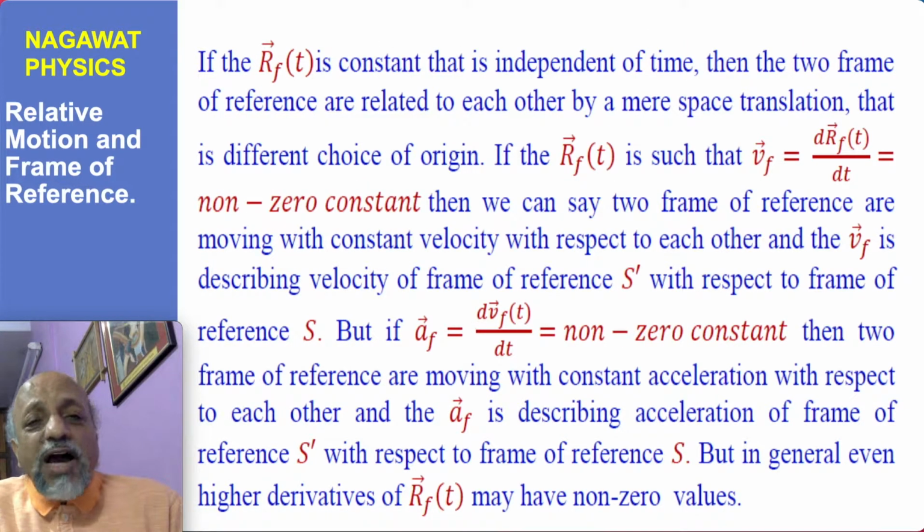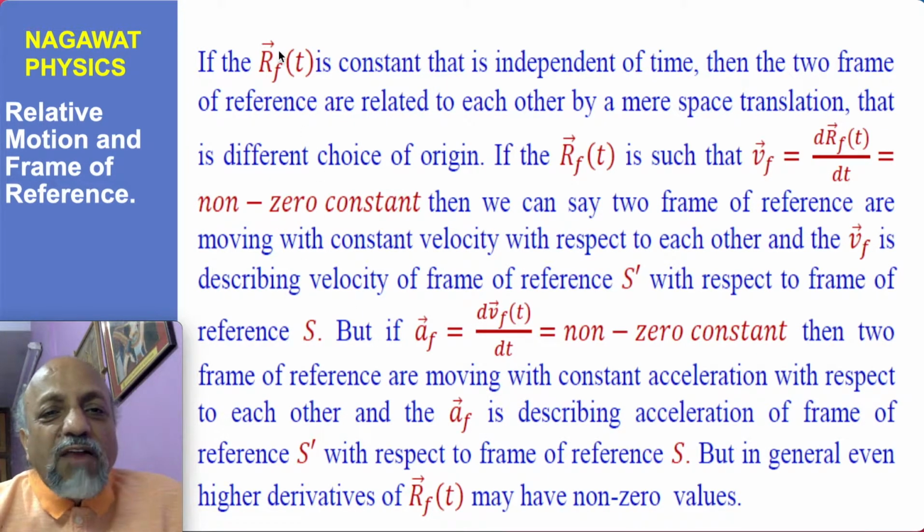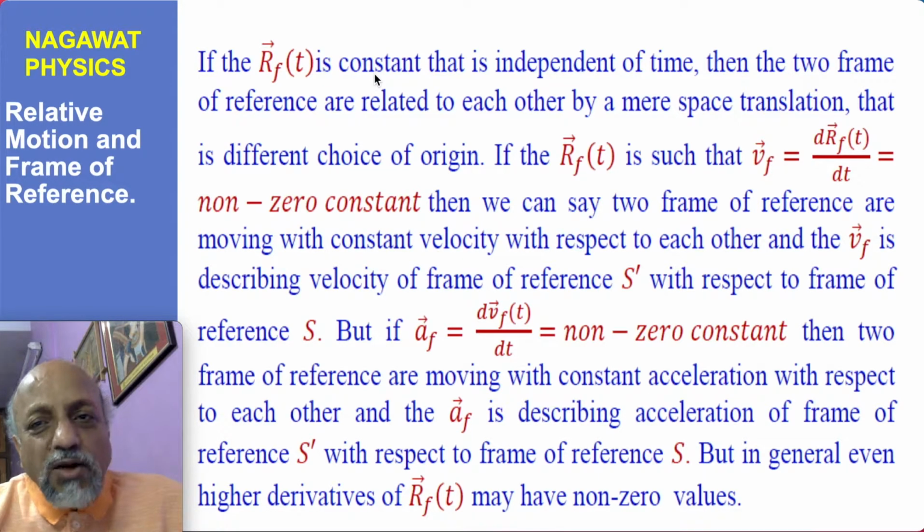Now suppose Rf is a constant and doesn't depend upon time. So the position vector of the second frame, the prime frame, with respect to the origin of the unprimed frame, I will call them the prime frame and the unprimed frame, is given by the Rf vector, and suppose it is independent of time.